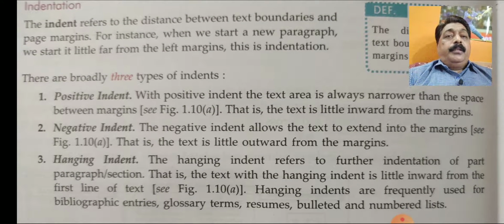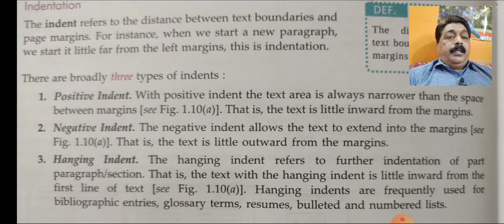The indent refers to the distance between text boundaries and page margins. For instance, when we start a new paragraph, we start it a little far from the left margin. This is indentation. Three types are there: positive, negative and hanging indent. Positive indent means our text is typed well in between the margins. Negative indent is when the text goes out of the margin, and that is known as negative.